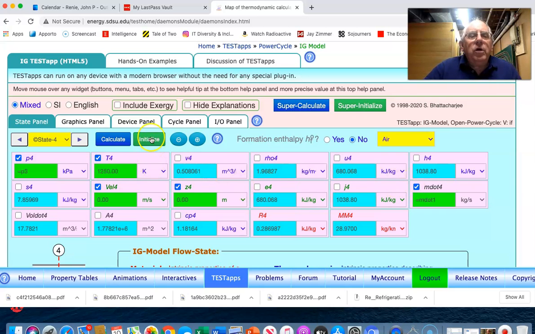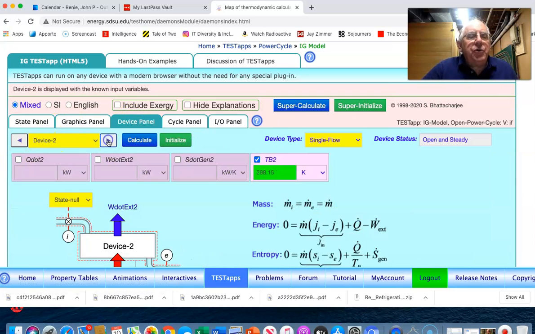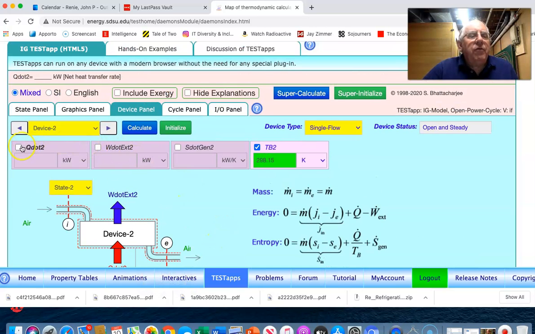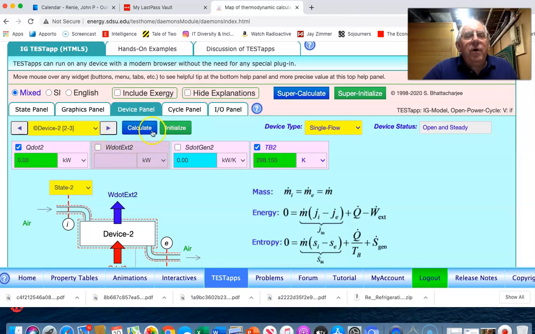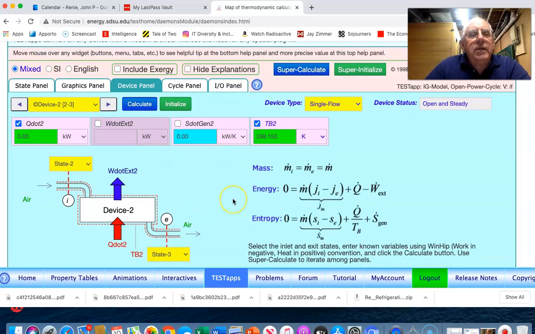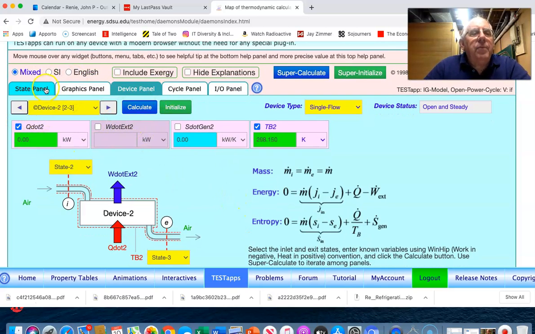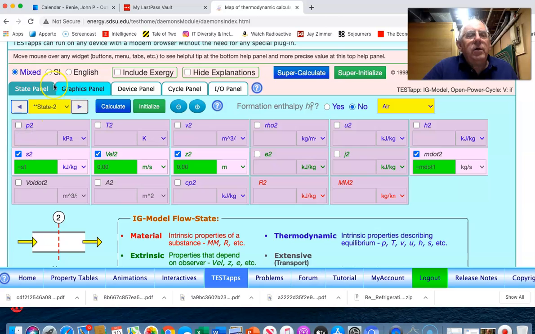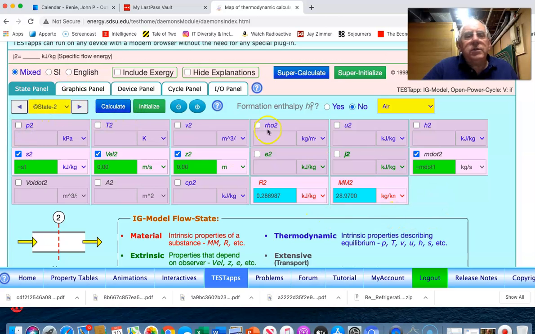While we're at it, we'll set up device 2, which is the compressor. The compressor goes from state 2 to state 3, and it was done in an isentropic fashion with no heat transfer. And so this should allow us to determine the work of that compressor. Now, it's not giving us the work. Let's see what happened here. So, again, it's state 2. I'm sorry. Okay, I'm going to recalculate state 2. Something didn't happen there. Let me go back to my device panel.